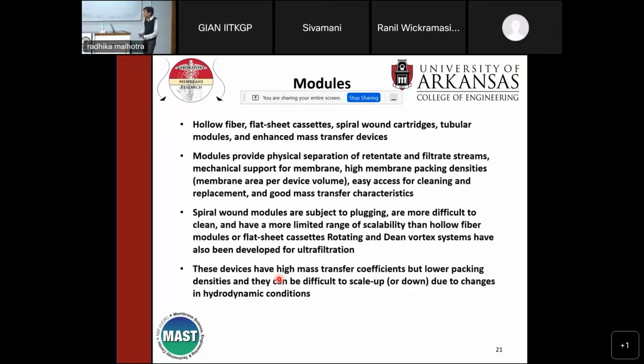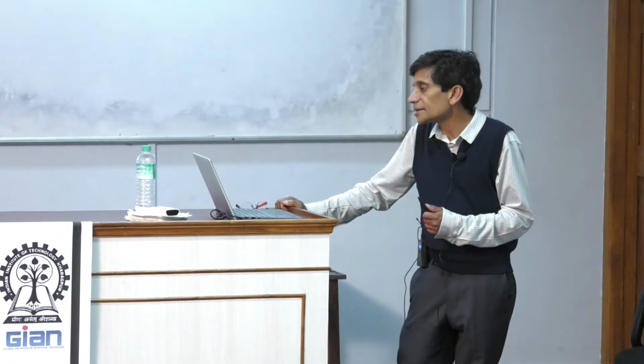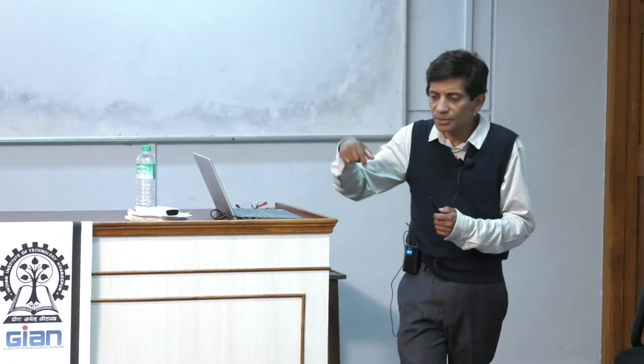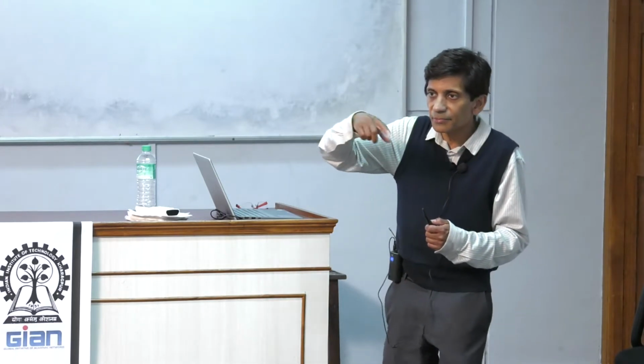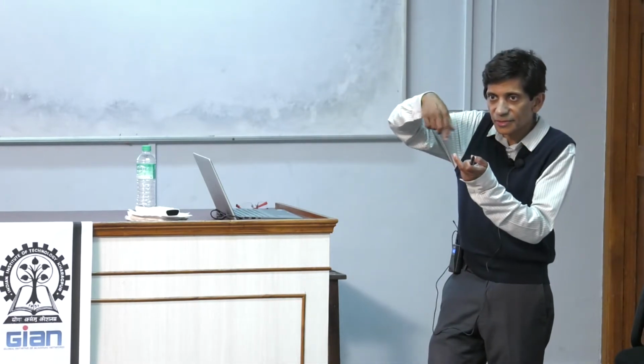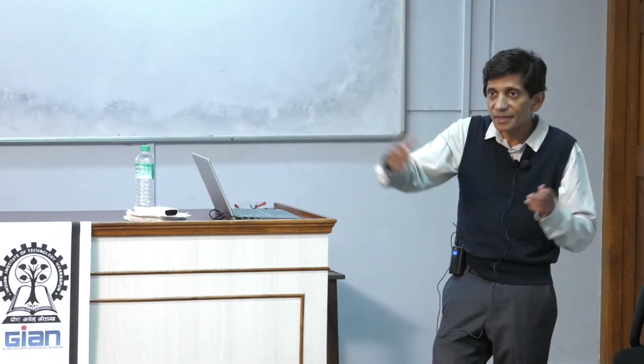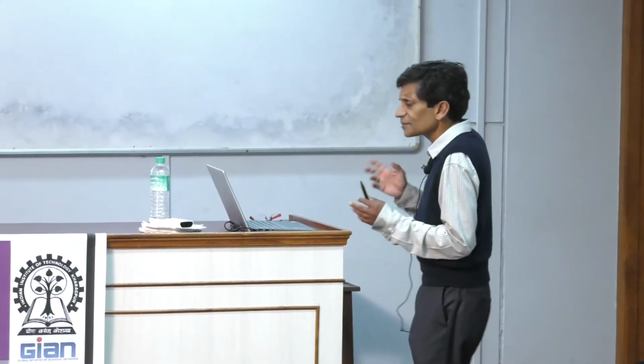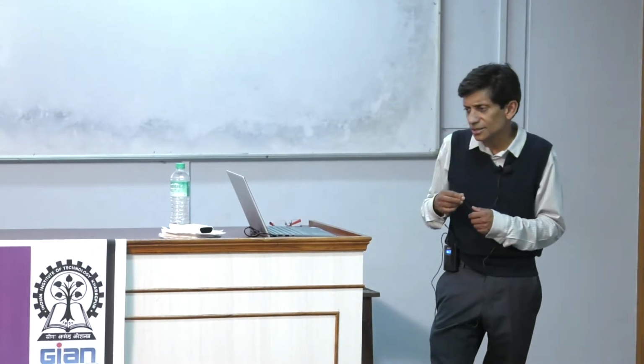Hollow fiber, flat sheet cassettes, spiral wound cartridges, tubular modules, and enhanced mass transfer devices are all different ways of making these membrane modules. Hollow fibers we talked about, flat sheet cassettes we talked about, spiral wound is used in water treatment applications, tubular modules are larger tubes, and then there are also enhanced mass transfer devices. People make rotating membranes, where you have a membrane inside a centrifuge, inside a cell that you can rotate. So that provides a pressure. There are Dean vortices, there are various things people have used to try and enhance mass transfer.